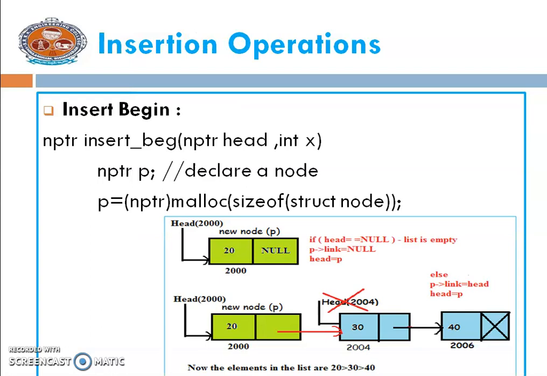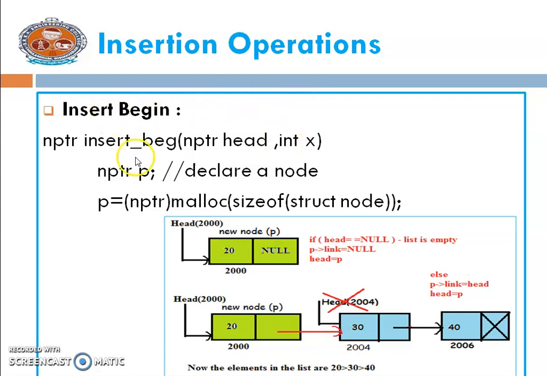To perform any insertion operation in the single linked list, first we have to create a new node. Here is a function of insert begin. Insert_beg is the function name. nptr is the return type of the function. Head and x are two variables passed as arguments to the function. x is an integer variable which is to be stored in the data part of the newly created node.